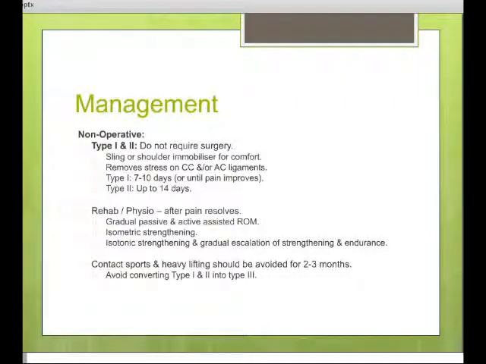So gradual passive and active assisted range of motion, isometric strengthening and isotonic strengthening as well, with gradual escalation of the strengthening and endurance. Contact sports and heavy lifting should be avoided for the next 2-3 months, and that's to avoid the conversion of a type 1 or 2 injury into a type 3, which is a 100% dislocation where the CC ligament has been torn.